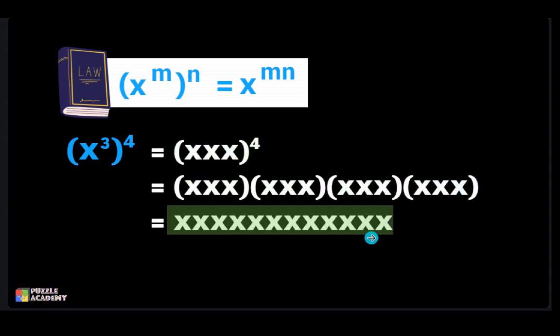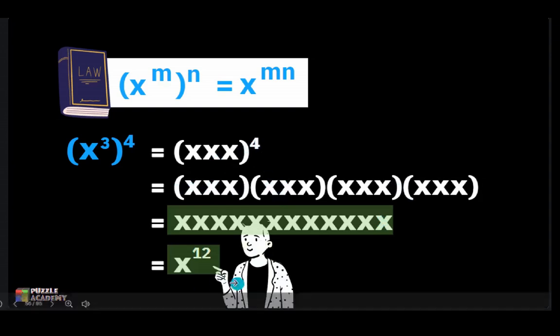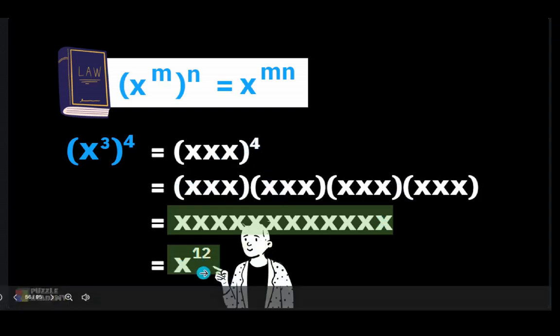Ngayon, finally, bibilangin na natin, pagsasama-samahin na natin lahat ng x. So, pag binilang natin yan, we have 1, 2, 3, 4, 5, 6, 7, 8, 9, 10, 11, 12. Saan ang galing yan? Dito sa 4. 4 na beses natin gindroup yung tatlong x na nasa loob ng parenthesis. So, therefore, pag binilang natin yan, that is x raised to 12.